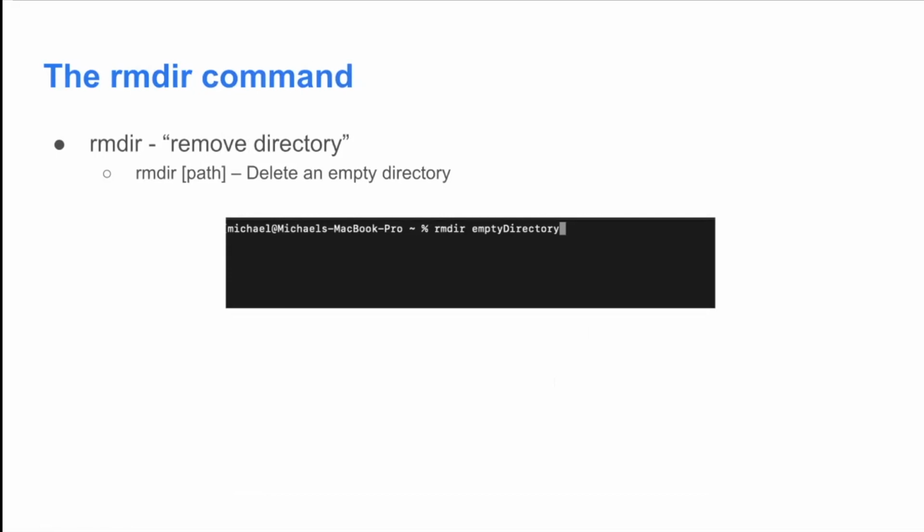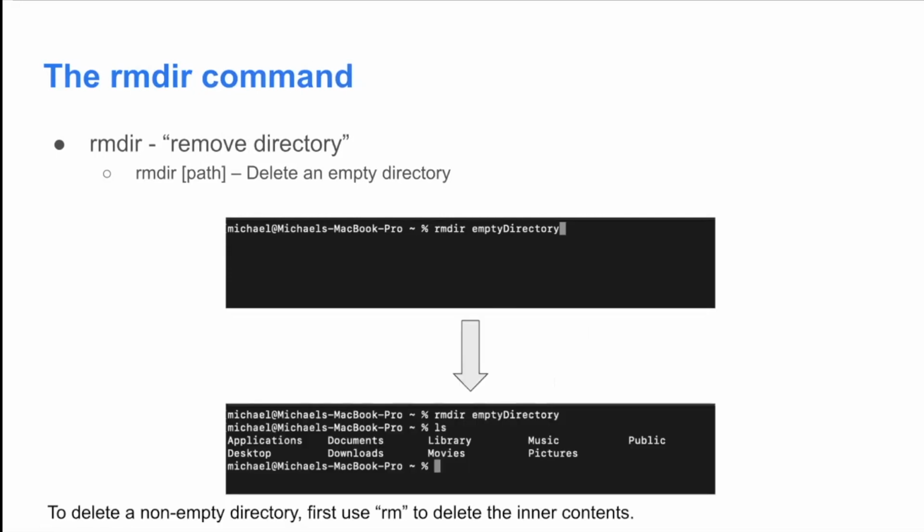rmdir is going to let you delete an empty directory. So if we have this empty directory, rmdir is going to make it disappear. And we can see that when we list the contents.